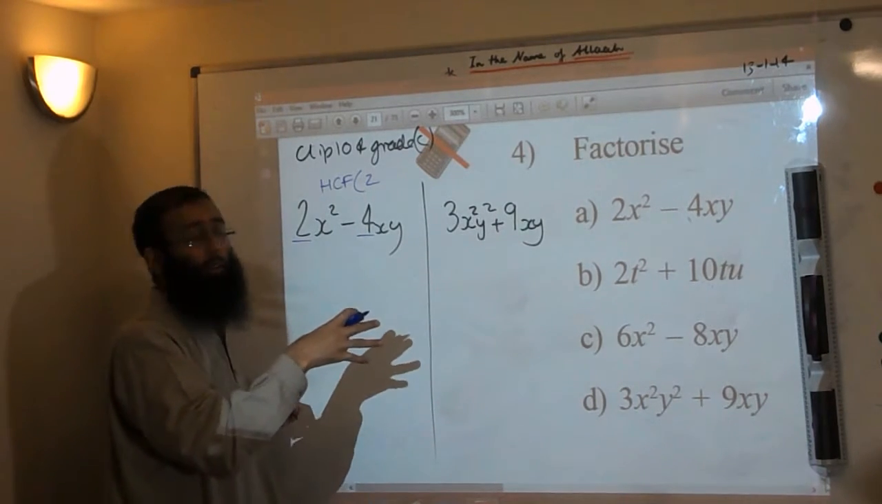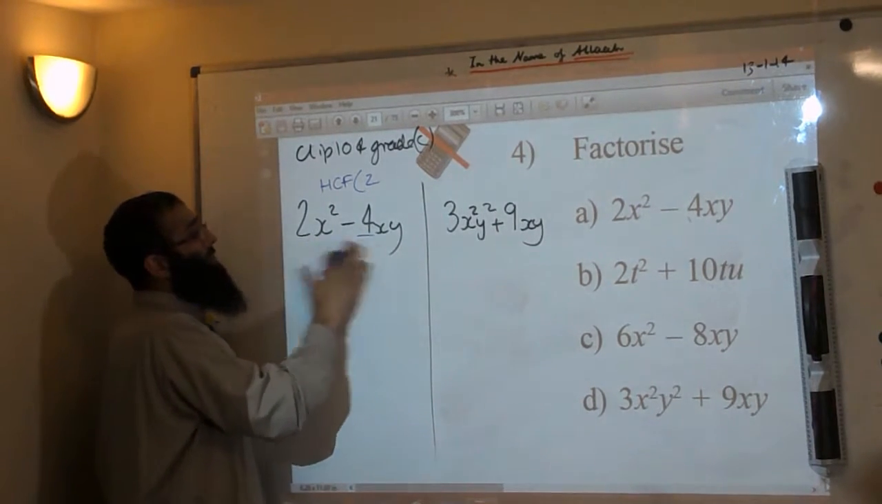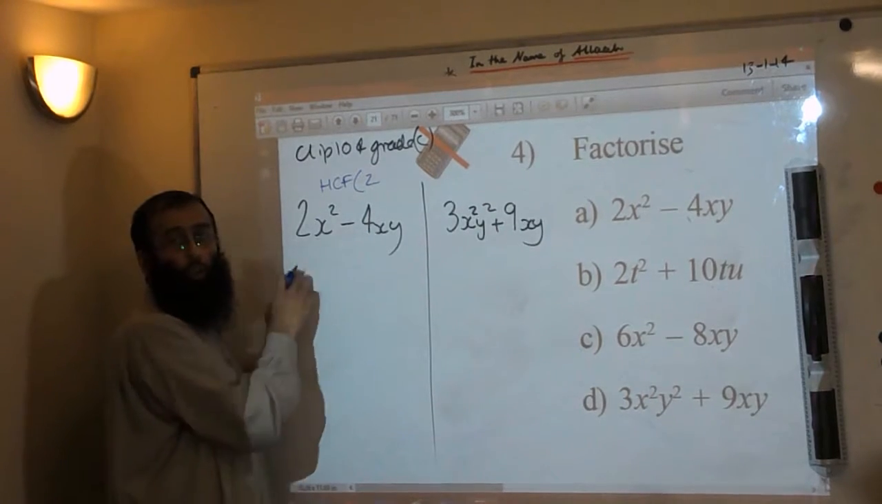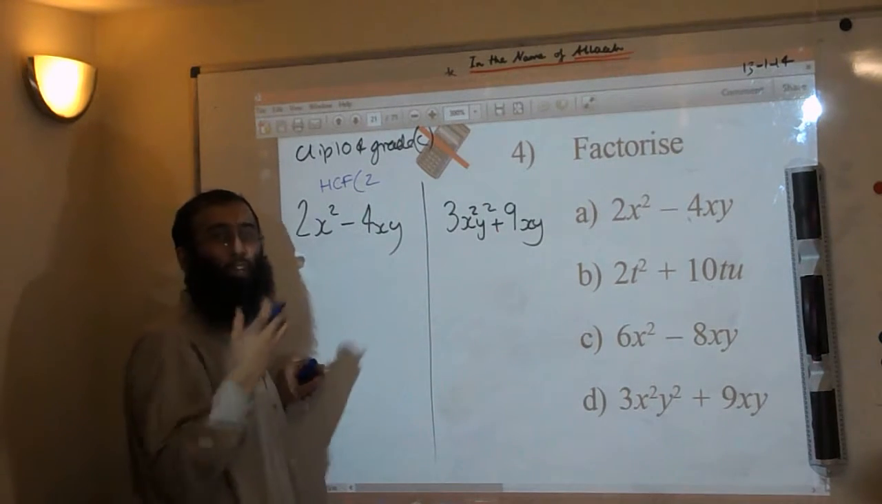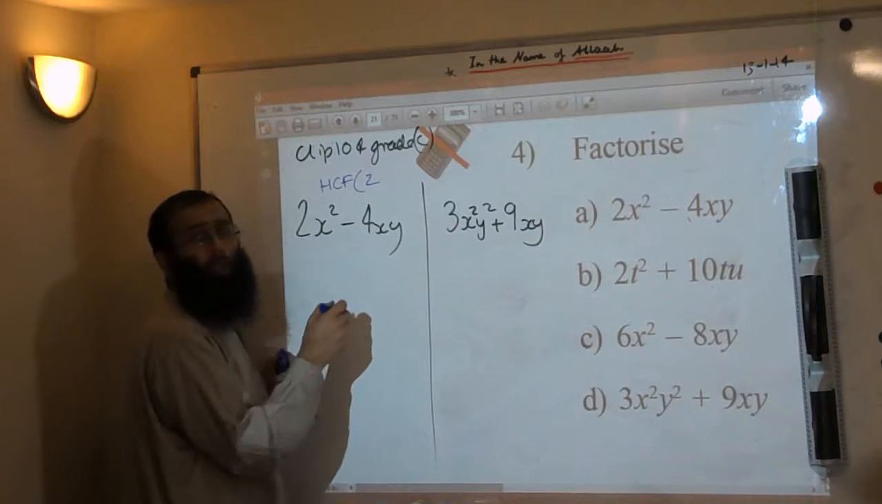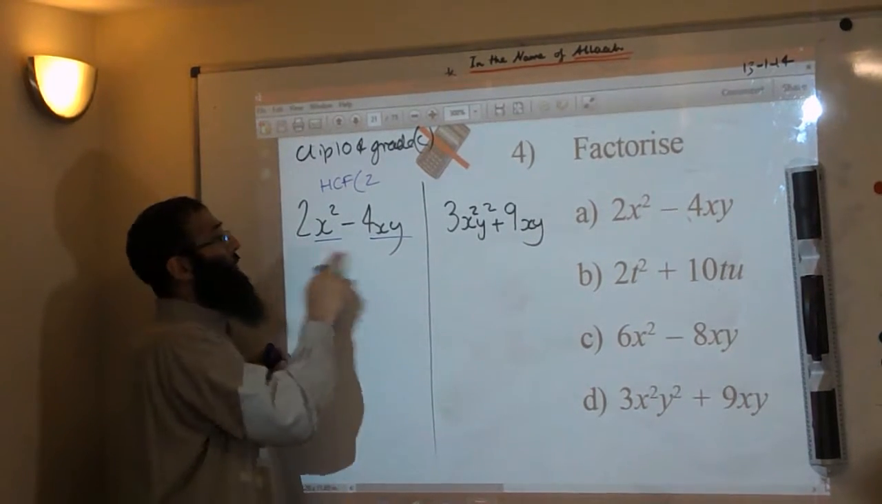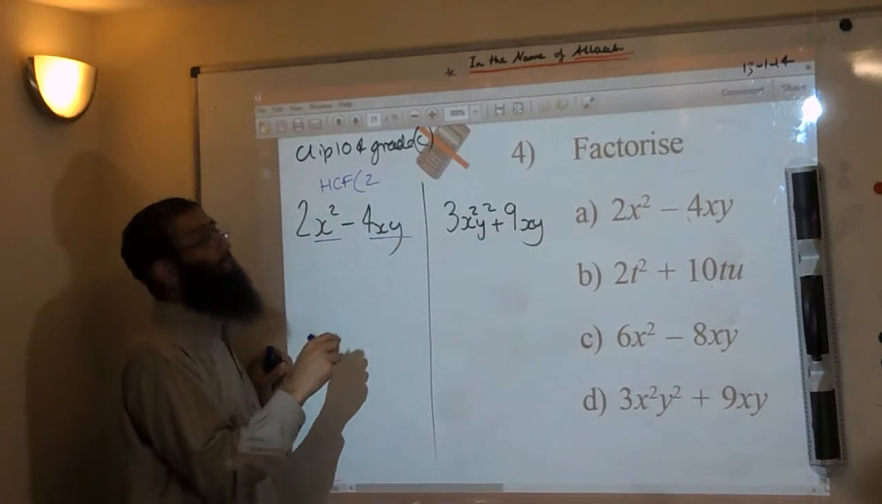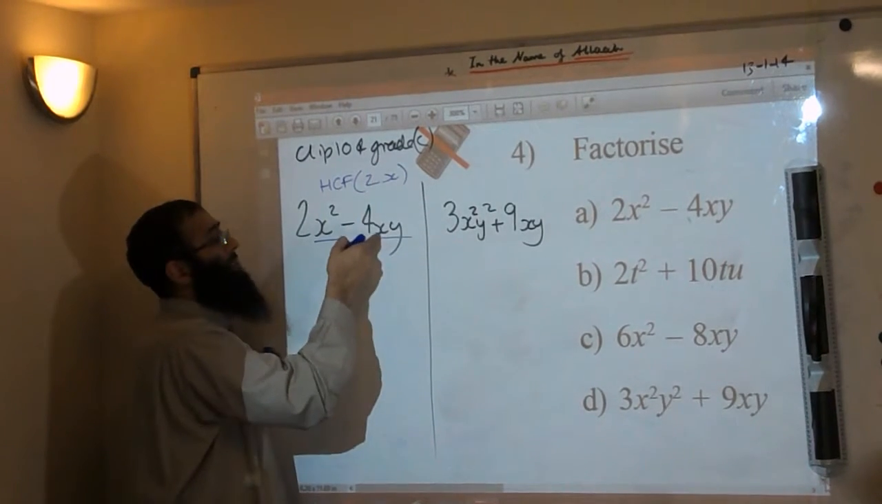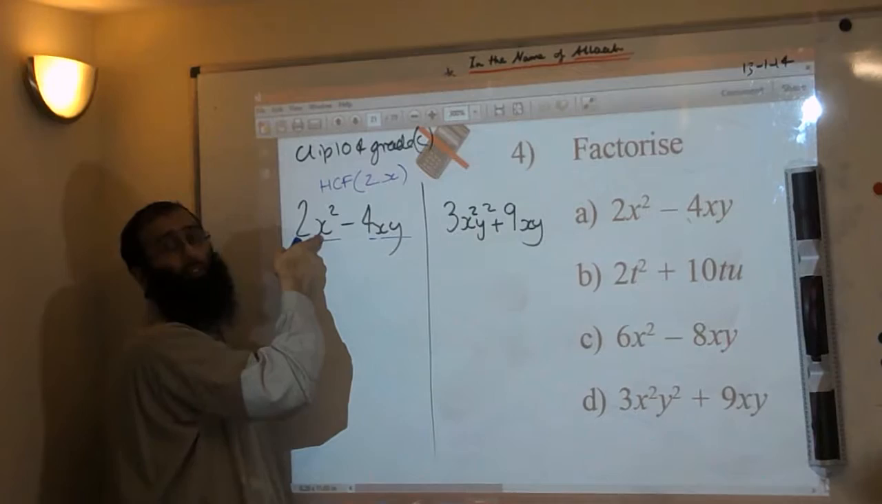It has a 2 in there. Okay? So let's get rid of those now. So we know that the 2 and the 4 can be factorized by taking a 2 out of them. Then we look at the x squared and the xy. And what do they both have inside them? They both have an x inside them. There's an x here which is visible and an x inside the x squared.